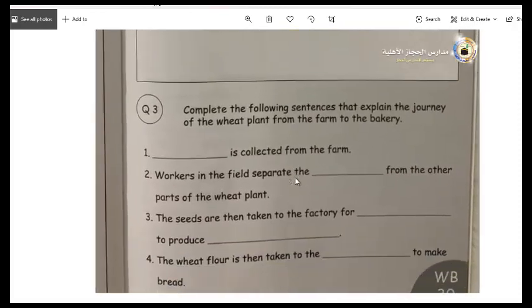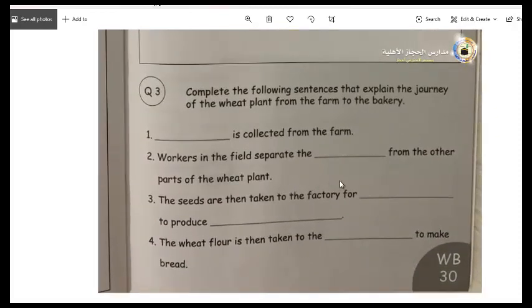Question 3. Complete the following sentences that explain the journey of the wheat plant from the farm to the bakery. Number 1, blank is collected from the farm. From the farm, what do we have in the farm? What do they collect? They collect the wheat. So the answer here is wheat. I will send you the answers.